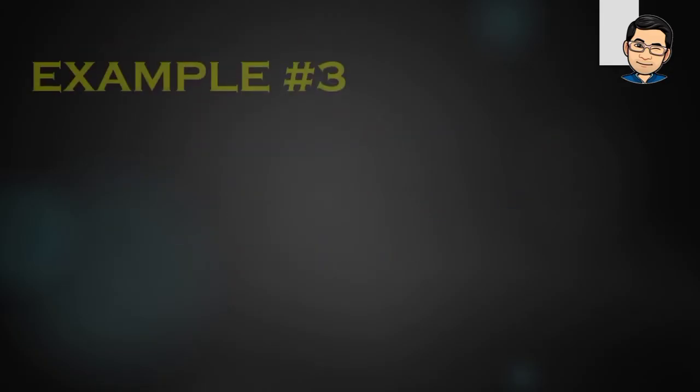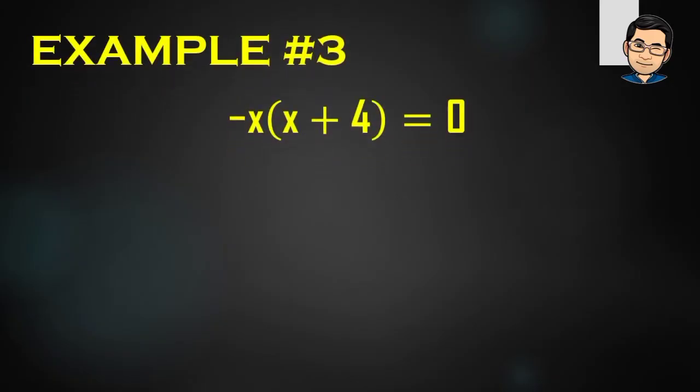So, let's have the third example. Negative x times the quantity of x plus 4 equals 0. So, ang negative x, i-distribute natin siya dun sa mga terms na nasa loob ng parenthesis. That will become negative x times x, that is negative x squared. Negative x times 4, that is negative 4x equals 0. Nakasulat na ba siya sa standard form? Hindi. Why? It's because yung numerical coefficient ng ax squared ay negative.